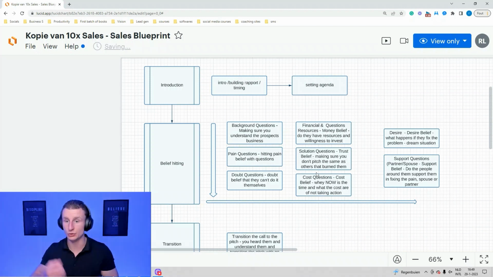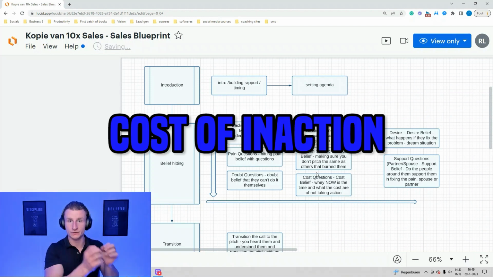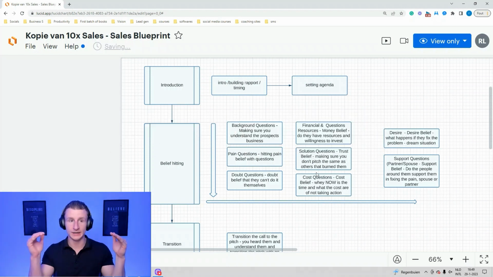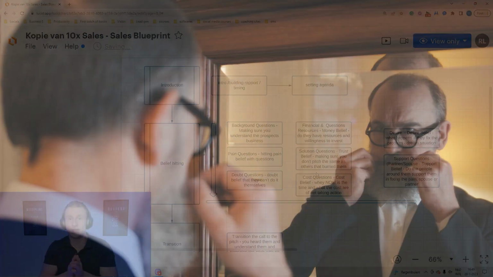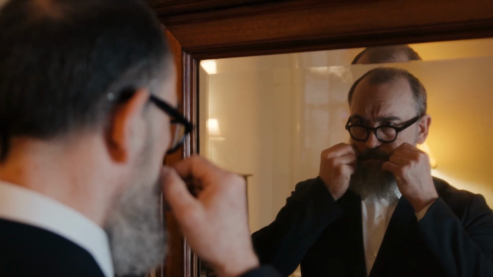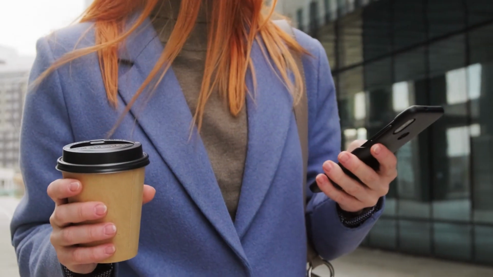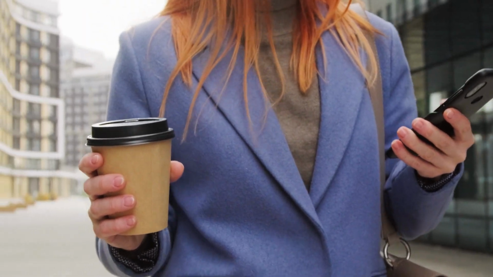Then we have the cost questions to make sure that they know that right now is the time to eventually work together with you or another party to really solve the problem, and that they know the cost of not taking action. Because if the cost of not taking action is high, then they're losing money every single day that they're not working together with you, for example. And so if they know that there is a cost of not taking action, they're more willing to eventually take action at the end of the call.